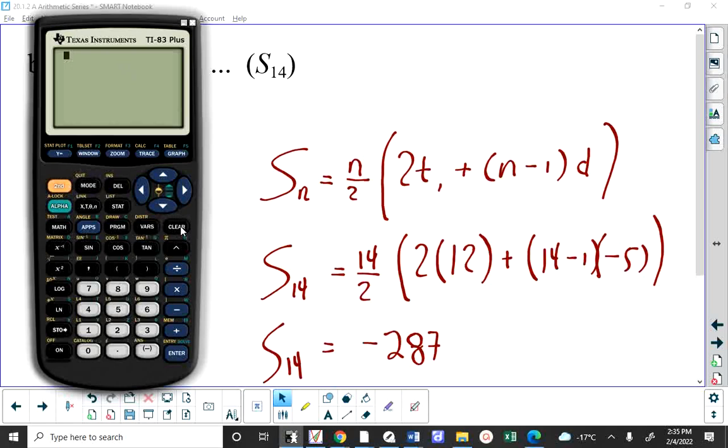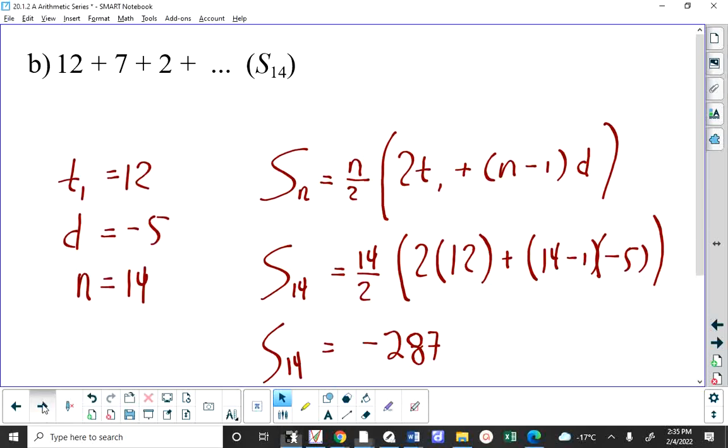I mean, if you have to go 2 times 12, that's fine, but it's 24. I would work from the brackets out, so 24 plus 13 times negative 5. That's what we have in brackets. 14 minus 1 is 13. And then you multiply by 7, because 14 over 2 is 7. You get negative 287. Okay, let's try one more.